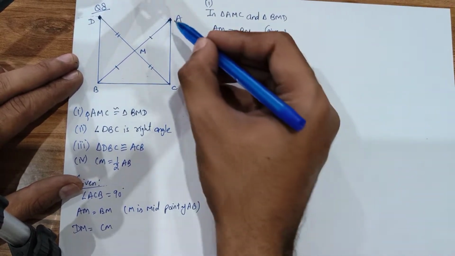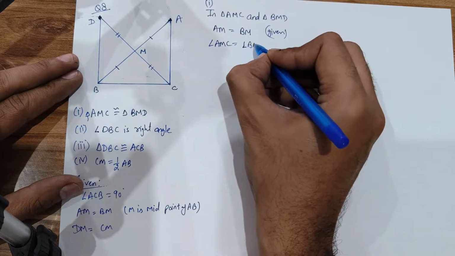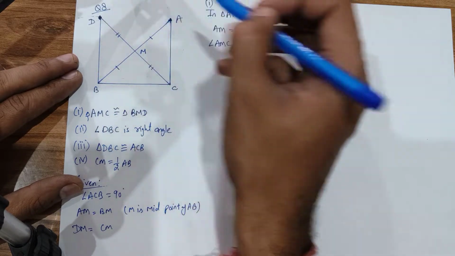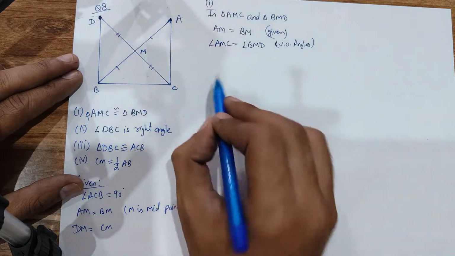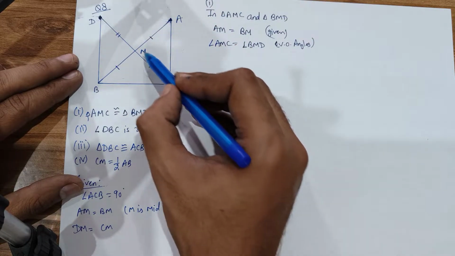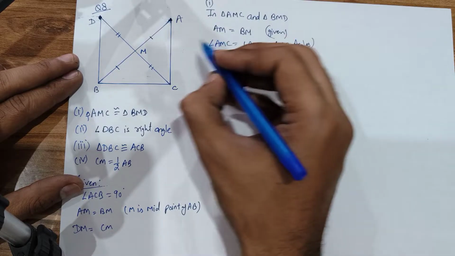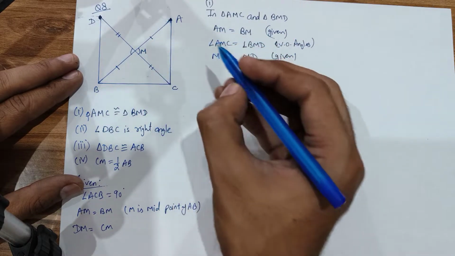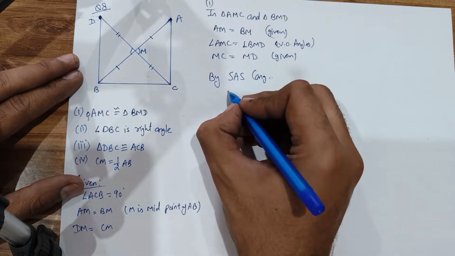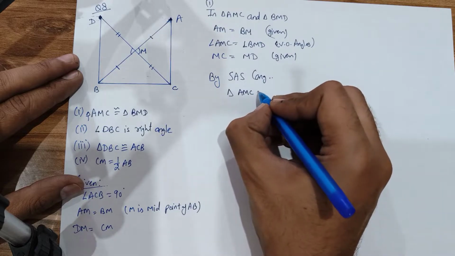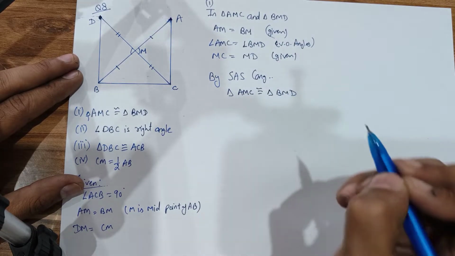Second is about the angle. This angle AMC is equal to angle BMD. So angle AMC and angle BMD are equal. Reason: they are vertically opposite angles. And the third relation is about the side, that side MC is equal to side MD. It is also given in the question. So we are taking 2 sides and 1 angle. So by side angle side congruency, triangle AMC is congruent to triangle BMD. This was the first part of the question.